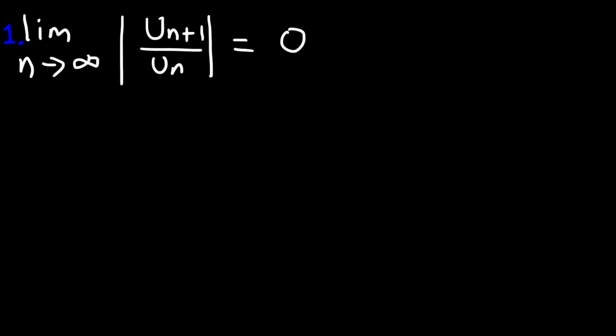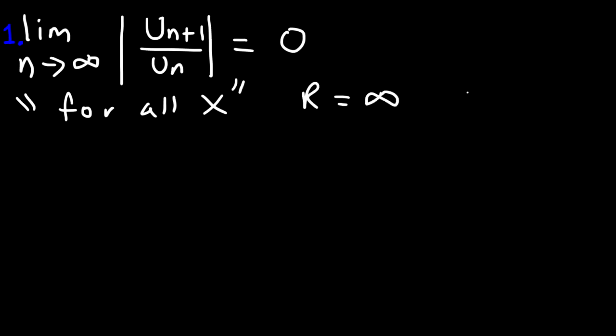This is the first one. So if the ratio test gives you 0, then it means that the series converges for all x values. It's always convergent. So the radius of convergence, that's r, is equal to infinity. And the interval of convergence is from negative infinity to infinity. So what this means is that at any x value, the power series will converge.